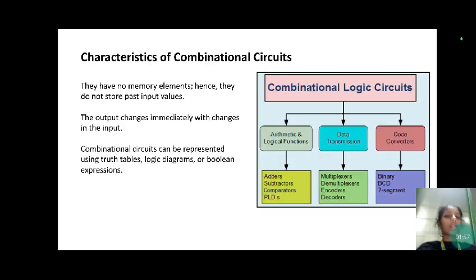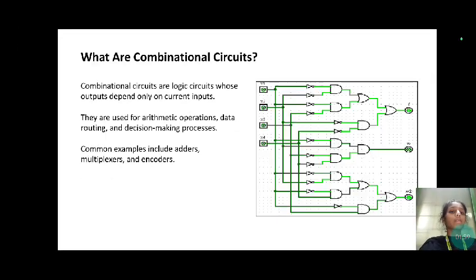What are combinational circuits? Combinational circuits are logic circuits whose output depends on the current input, and these are used for arithmetic operations, data routing and decision making processes. Common examples include adders, multiplexers and encoders. Basically, arithmetic operations are addition, subtraction, multiplication and division.